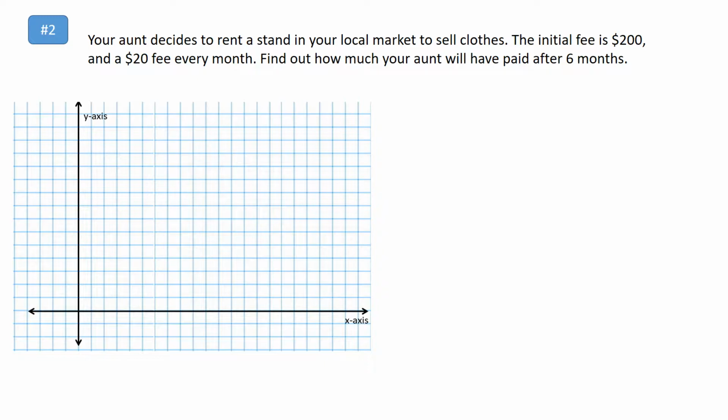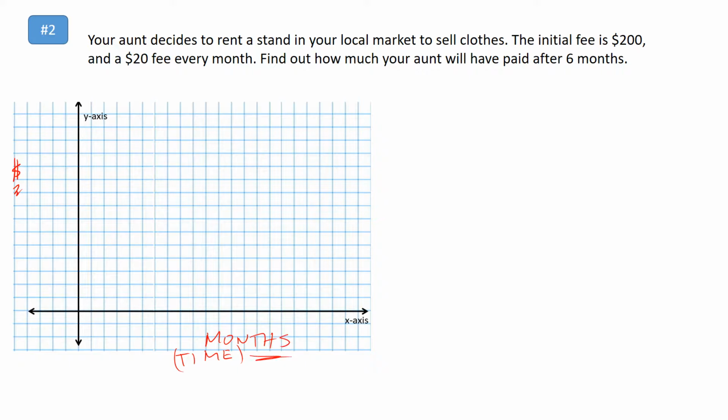All right, let's try to graph this. Now remember, look at the two axes. The y-axis is what we were measuring, what we cared about. In this case, we care about how much money she's paid, so money is on that axis. And the x-axis, remember we said almost always, not always, is time. In this case, it's months. So we've got dollars up on the y-axis and months here.